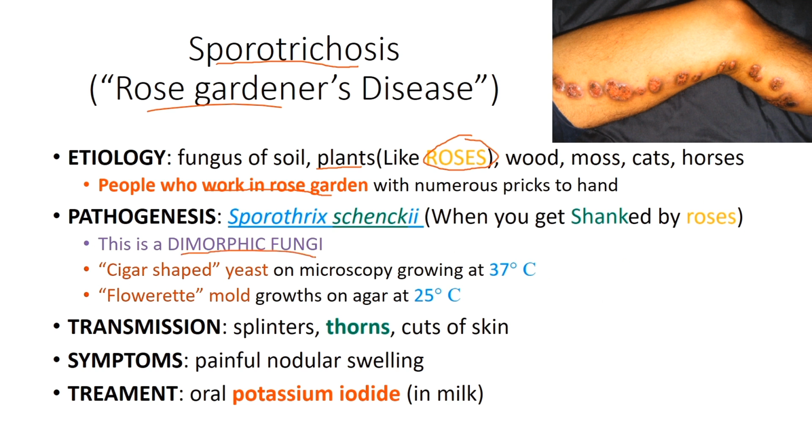It's a dimorphic fungus. This is super high yield. That's why I have it in bold, to know that this is dimorphic. Know your dimorphic organisms, and what this means is that they have two different stages. They have a yeast stage and a mold stage, and these actually grow at different temperatures.